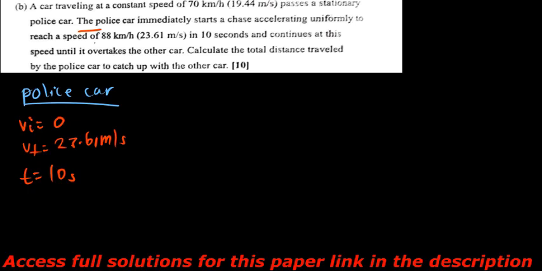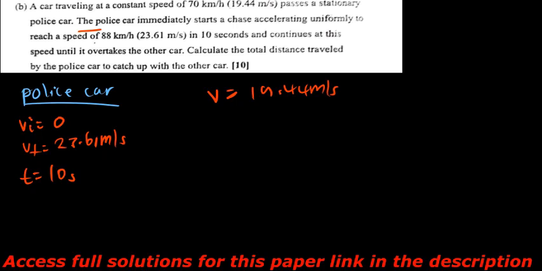Then for just the car, the only thing we know is the speed, the V only, which is 19.44 meters per second. We do not know the initial speed. We do not know whether it started from rest or not, so we'll leave it there. One thing I want you to understand is this. For us to find the total distance, we first have to find the distance covered by the police car during this time of 10 seconds.